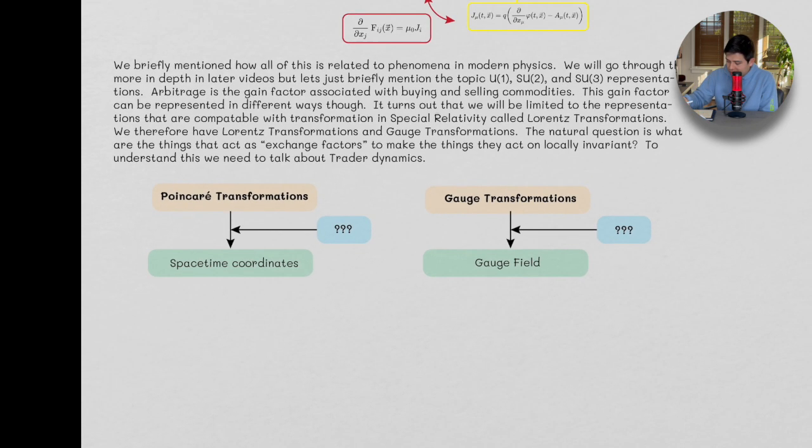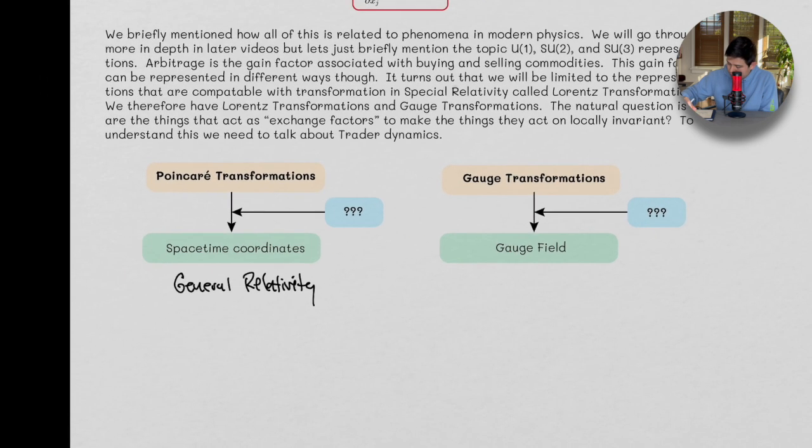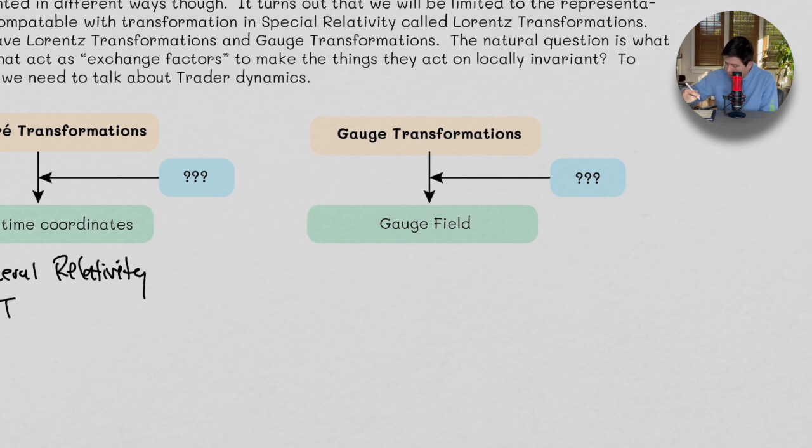And when we're talking about the Poincare transformation case, this is general relativity. And in the gauge transformation case, we also want to talk about them in quantum field theory. And for gauge transformations, we're going to talk about E and M. Right, so E and M.